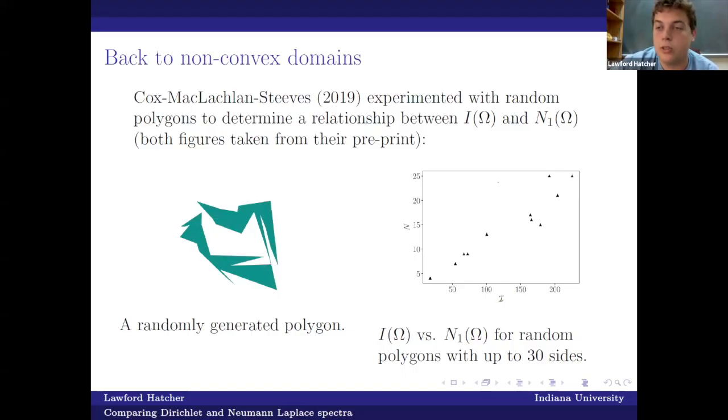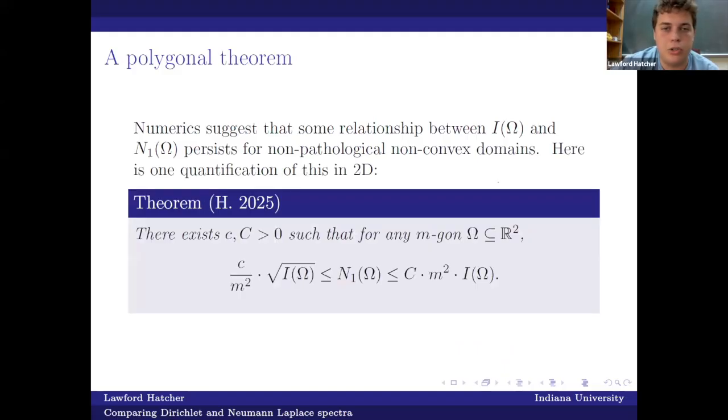So one thing that I managed to do is look just at polygons in R2. I found that there exist universal constants once again, such that for an m-gon, a polygon with at most m edges, n1 of omega is bounded below by a multiple of the square root of the isoperimetric ratio and bounded above once again by the isoperimetric ratio. In both cases, you can see the dependence on the number of edges. The constants, little c and big C, are actually independent of m, but you can see the m dependence in the actual inequalities. And that's the result I managed to find.